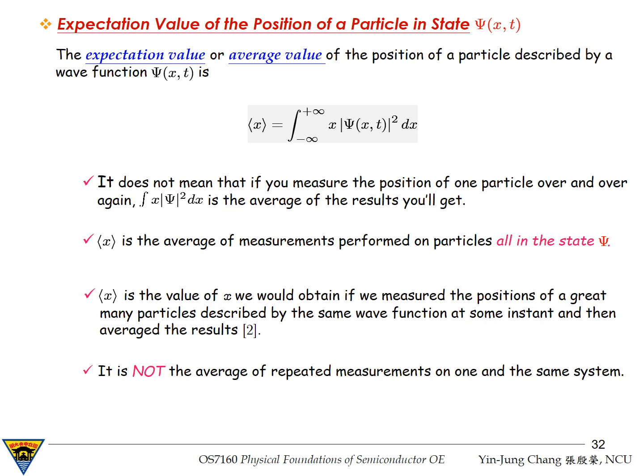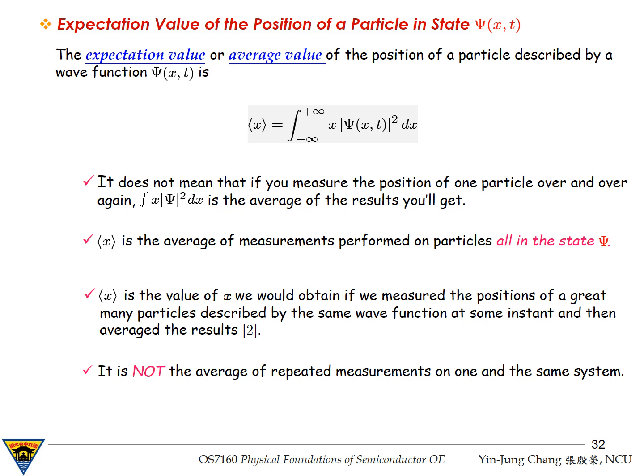Now I want to emphasize a very important point shown on this slide. The expectation value of x does not mean that if you measure the position of one particle over and over again, the angle bracket x is the average of the results you will get. That interpretation would be incorrect in quantum mechanics. Why is it incorrect? Because once you perform the first measurement, the state is altered by the measurement process. So repeated measurements on one and the same particle do not keep sampling the original wave function.